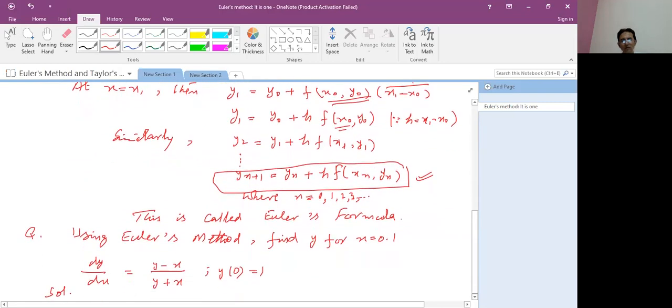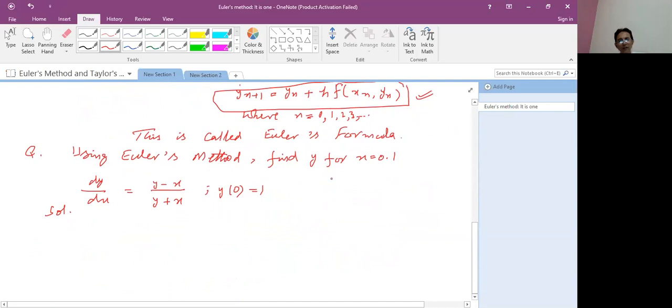Now we consider an application of Euler's method. Students, find y for x equals 0.1, given dy over dx equals y minus x over y plus x. Here dy over dx is of first order and first degree, so this equation is called an ordinary differential equation. This is the initial condition, x0 and y0. So first we write x0, y0: x0 is 0, y0 is 1.